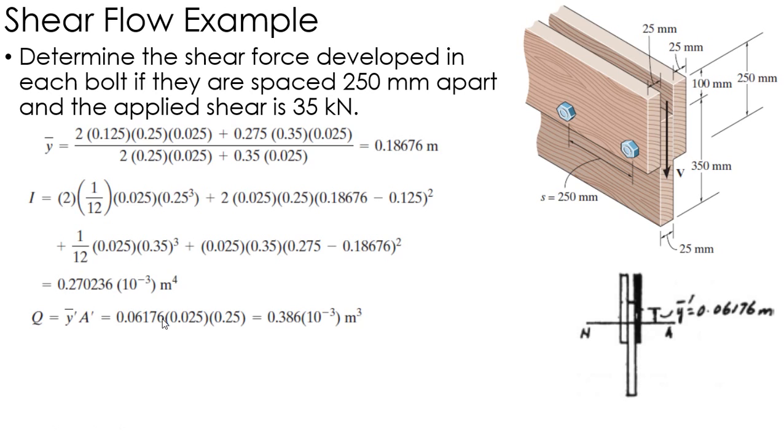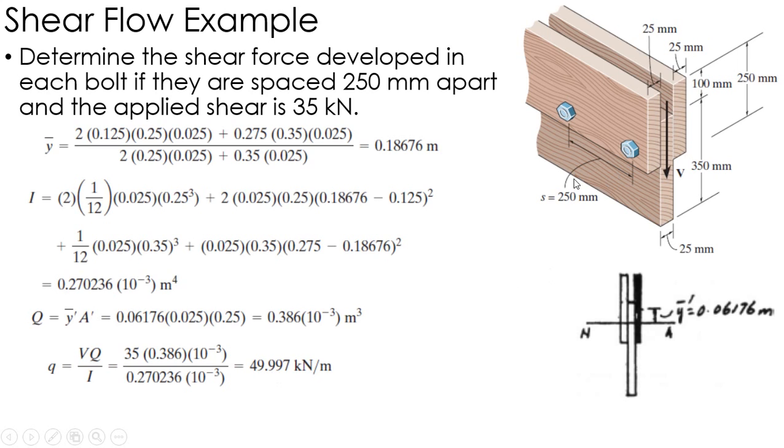Once I have that Q, then I can apply my shear flow, which is just the 35 kilonewtons times the Q, and that's Q using this area right here, taking it times its centroid, divided by I, and that's the moment of inertia about the neutral axis. That'll give me q, which is about 50 kilonewtons per meter.